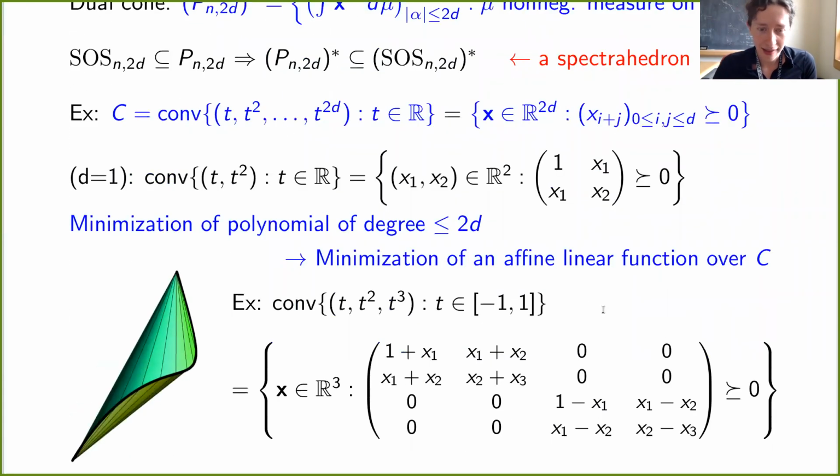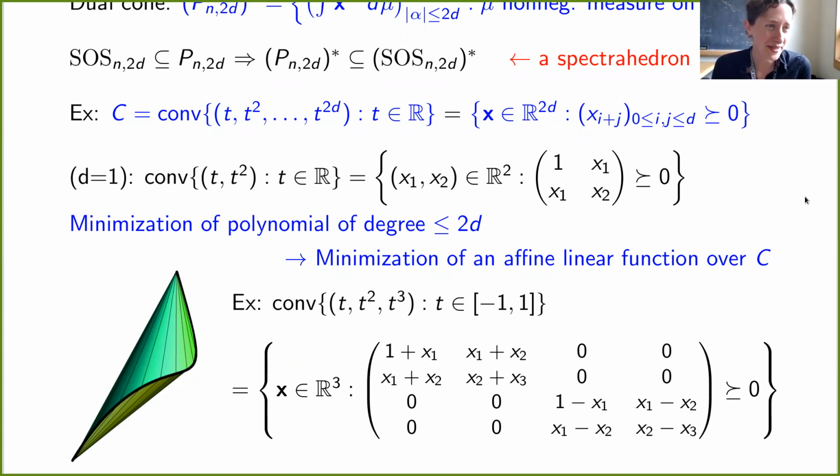Just to go slightly more exotic, I can also do this restricting to some set, like an interval. So if I take the convex hull of the curve parameterized by t, t squared, t cubed, as t goes between -1 and 1, it turns out I can also write this as a spectrahedron. This is a 3-dimensional affine slice of the cone of PSD 4x4 matrices. I'm not exactly telling you why, but the high-level picture is that it's sort of the dual picture to the sum of squares argument that I made before. And so minimizing or maximizing a polynomial of degree at most 3 over this interval, one could instead minimize an affine linear function over this spectrahedron.